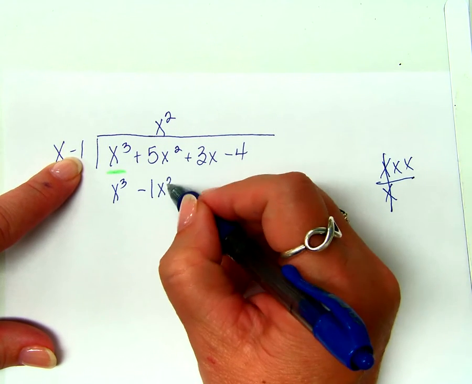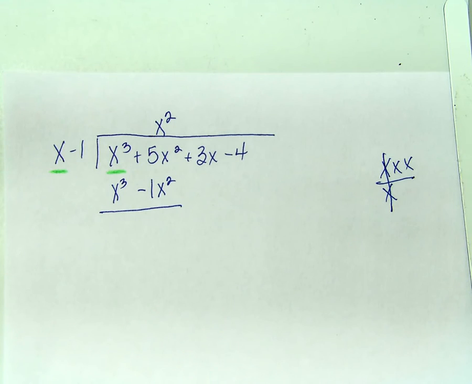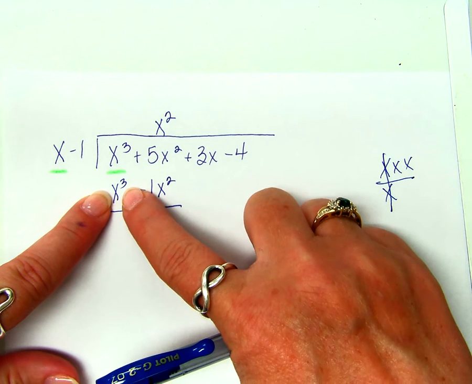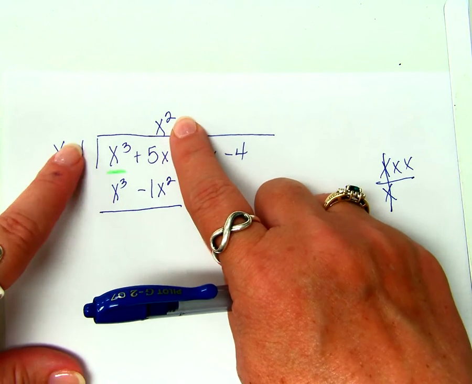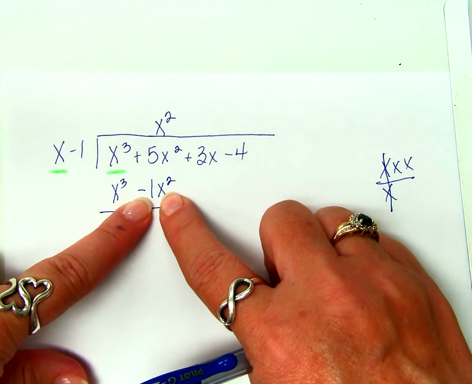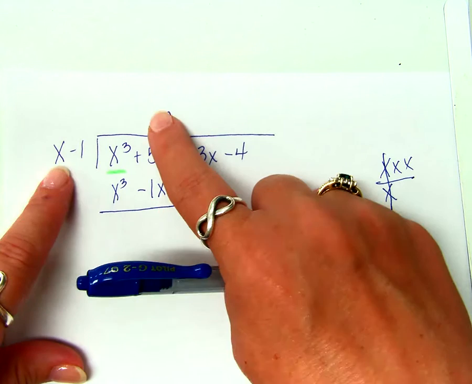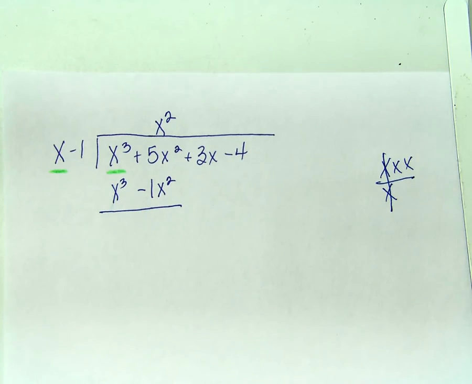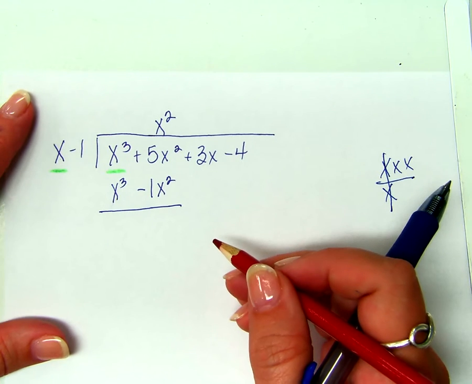Negative 1x squared. Wait, why are you bringing the x cubed in? I said x squared times x, and that's x cubed. And then I said x squared times negative 1, and that's negative 1x squared. I'm not just bringing this term down. I'm actually multiplying right here to get that term. Okay? Good question.